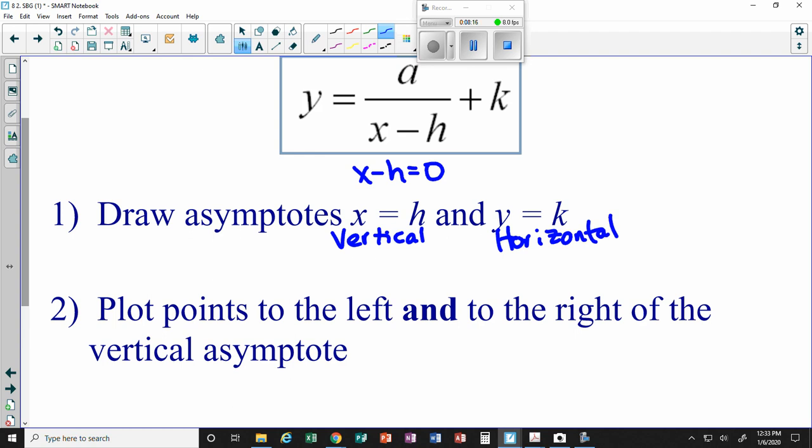So, first thing we need to do is find and draw the vertical and horizontal asymptotes. The second thing, we're going to plot the points to the left and to the right of the vertical asymptote. So this is how we make our table, just like we did with the vertex. We put the vertex in the middle, pick a couple points to the left, a couple points to the right. We're going to do the same thing, but now instead of the vertex, we use the vertical asymptote in our table.